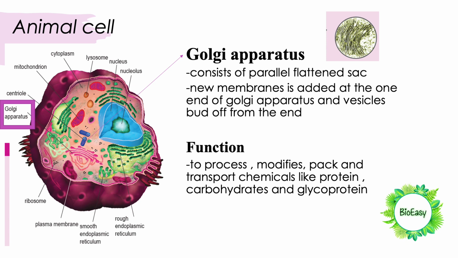Golgi apparatus consists of parallel flattened sacs. New membranes are added at one end of the Golgi apparatus and vesicles bud off from the other end. Its function is to process, modify, pack and transport chemicals like protein, carbohydrates and glycoprotein.